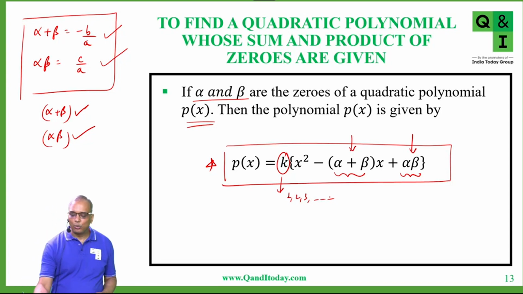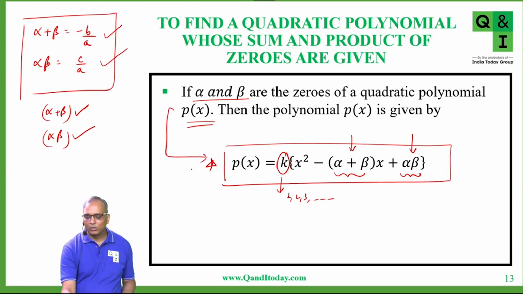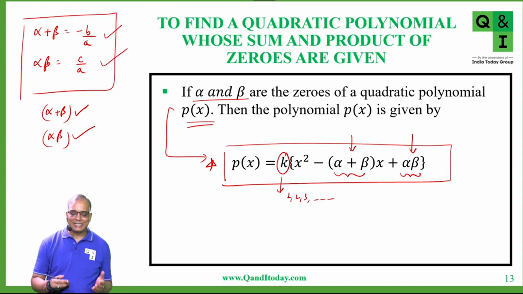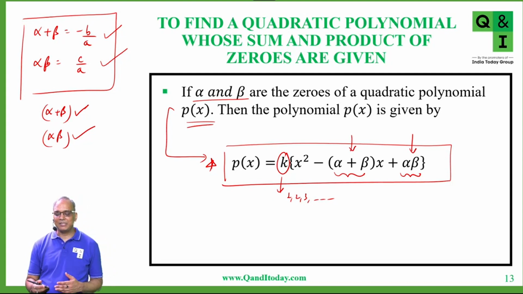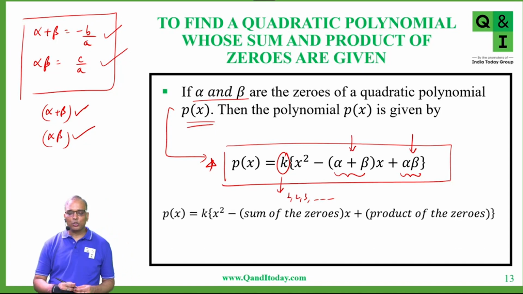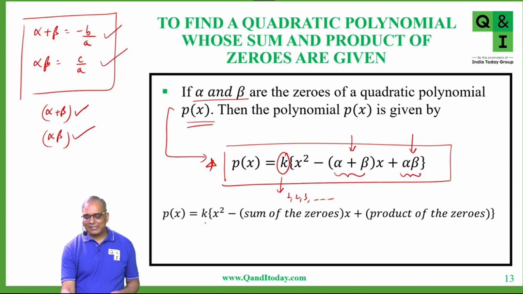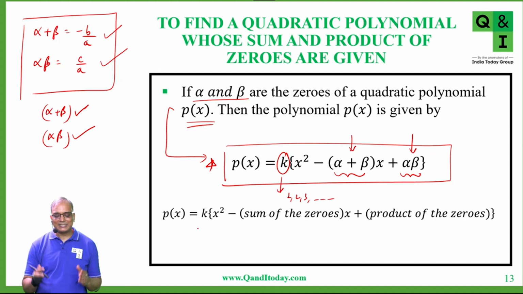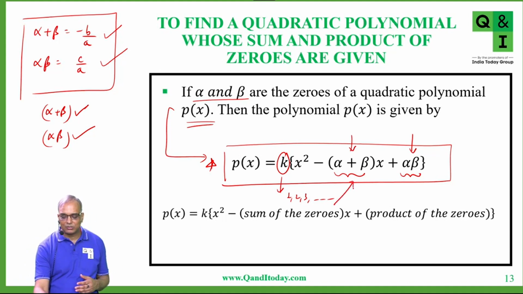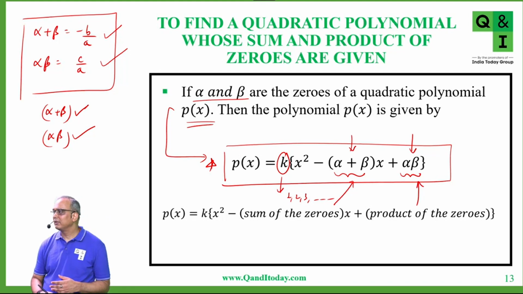So quickly note this down. If alpha and beta are the zeros of a quadratic polynomial px, then the polynomial px is given by px is k times x square minus alpha plus beta x plus alpha beta. Or you can also say that it is equal to k times x square minus sum of the zeros into x plus product of the zeros. What is alpha plus beta? It is sum of the zeros. And what is alpha beta? This is product of the zeros. Clear?